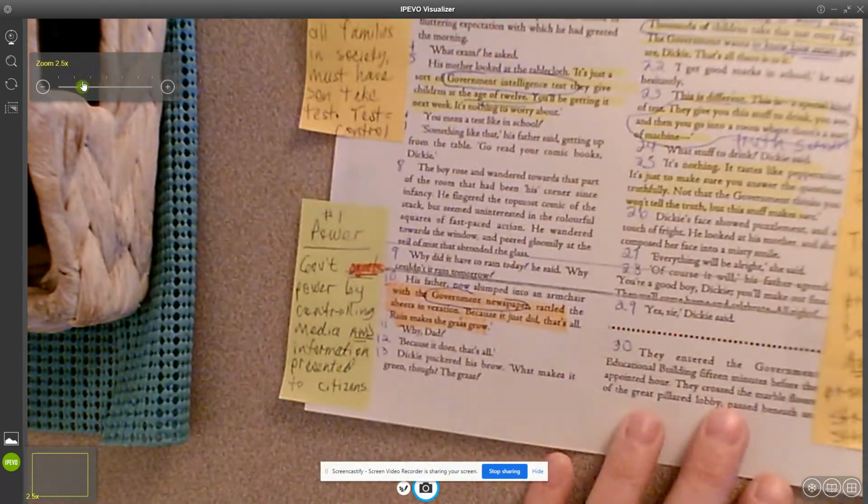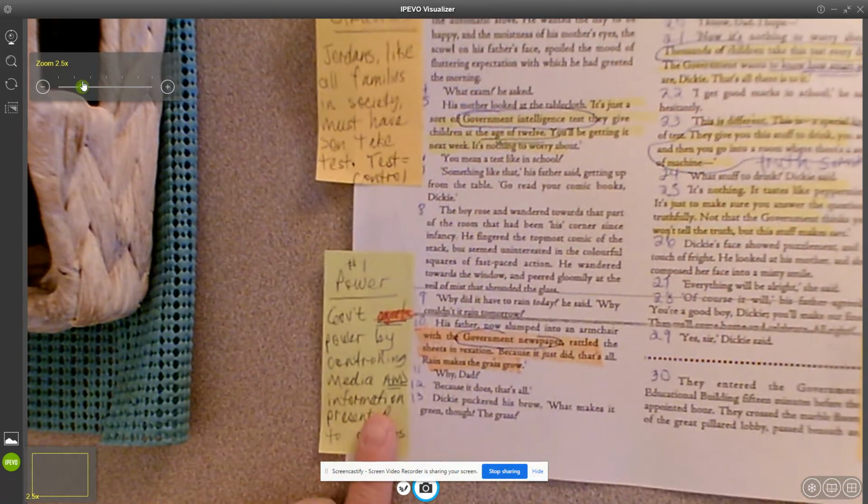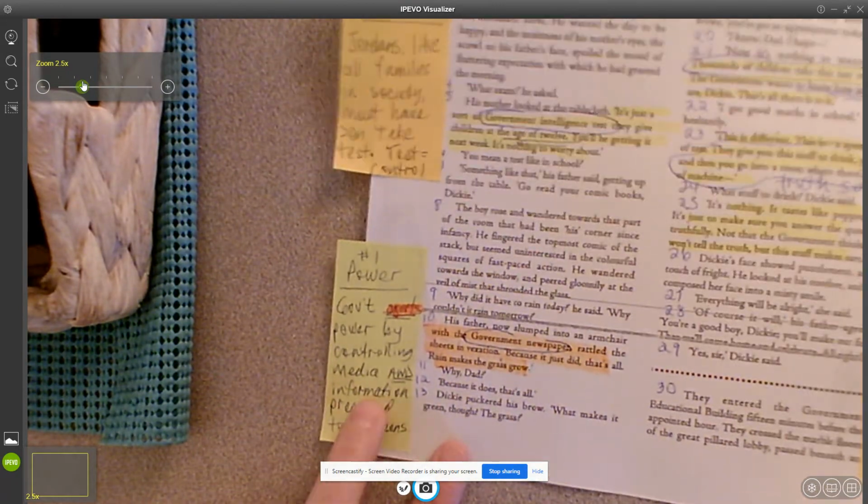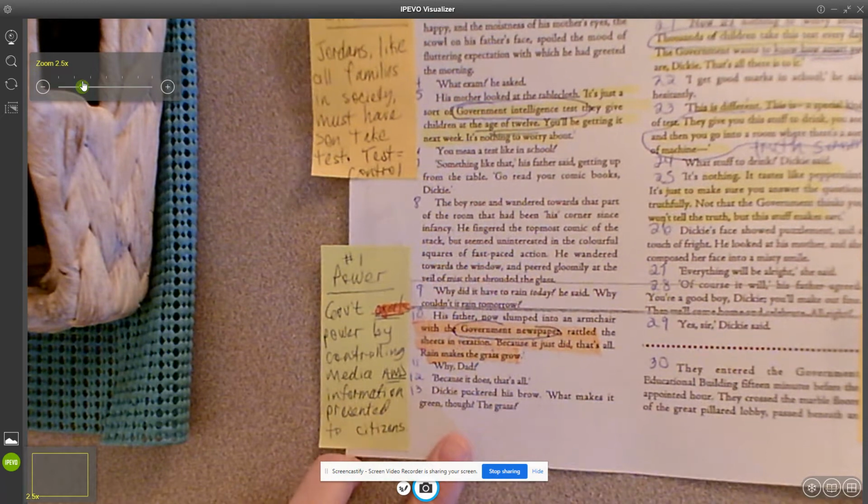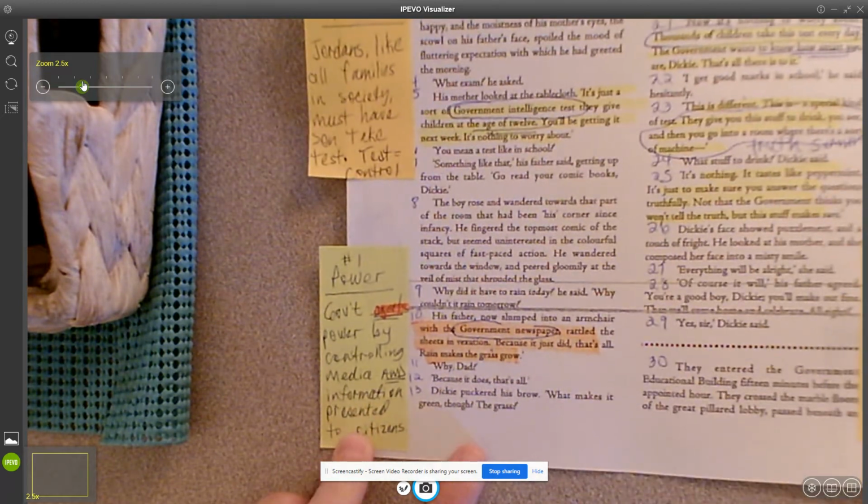Today's is about power. Here I recognize a passage that I know we talked about quite a bit in class: the fact that there's a government newspaper. This is a great example of the government exerting its power, because the government gets to tell the people what information they have access to. The people don't have any say in what they can and cannot read.